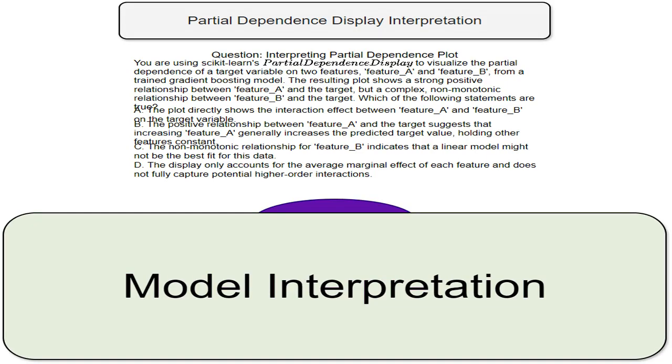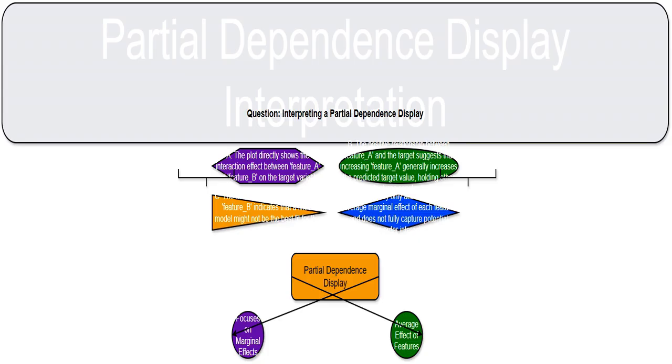This summarizes that we need to understand what the partial dependence plot is telling us about the model's behavior and the relationship between features and predictions. We assess if the model correctly captures the feature importance. I interpret this as understanding how to read and use information from a partial dependence display, PDP.